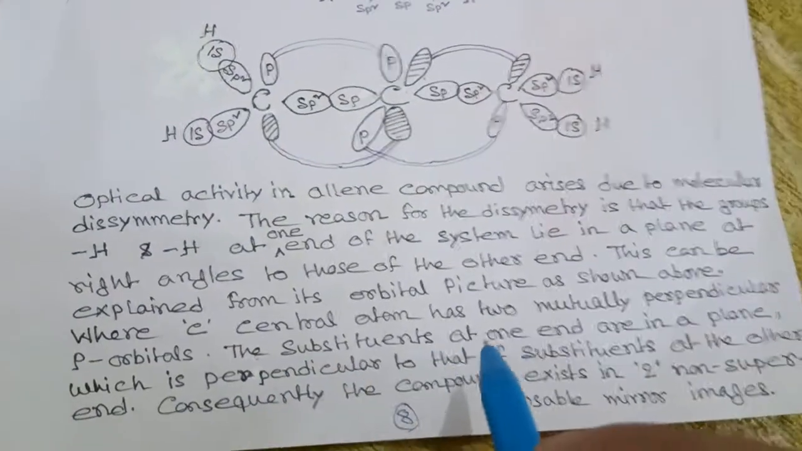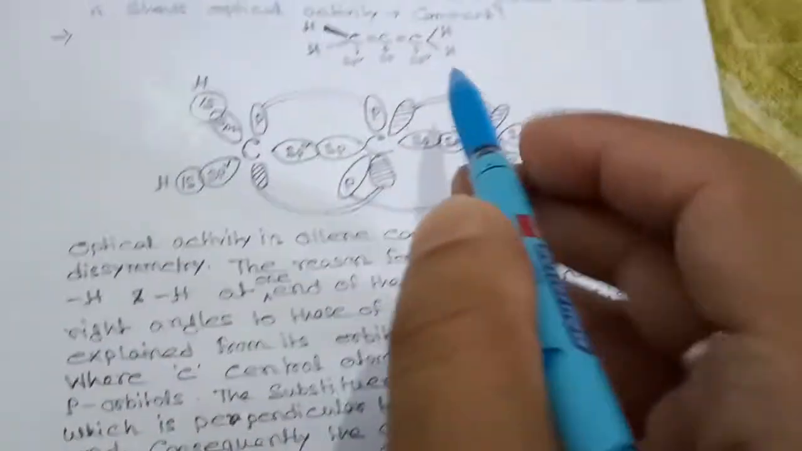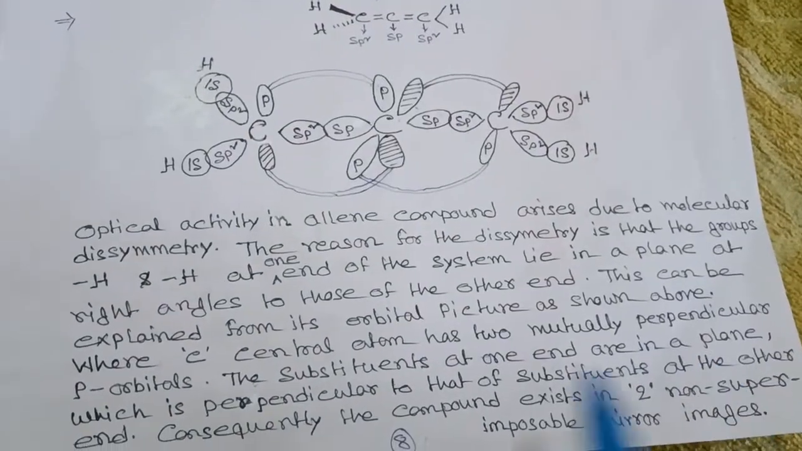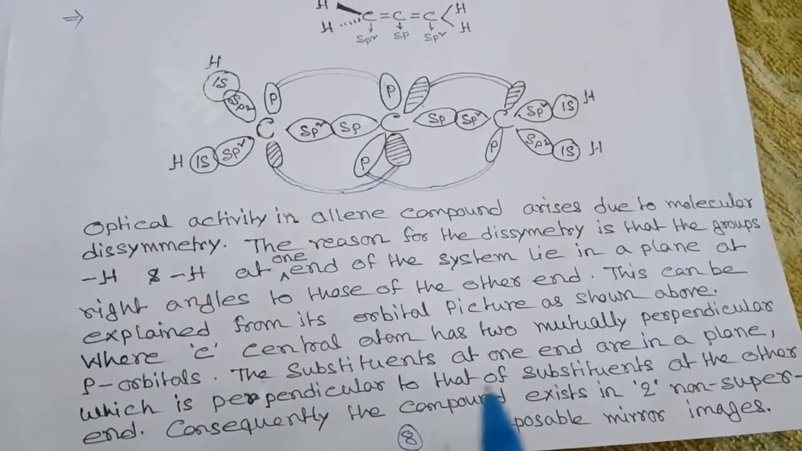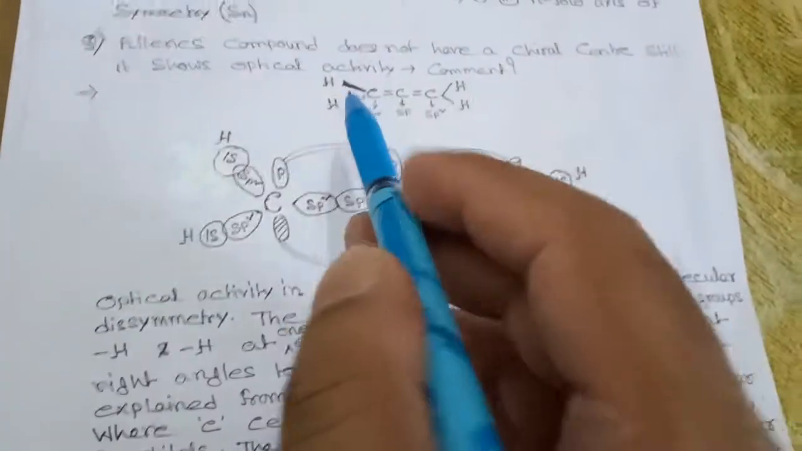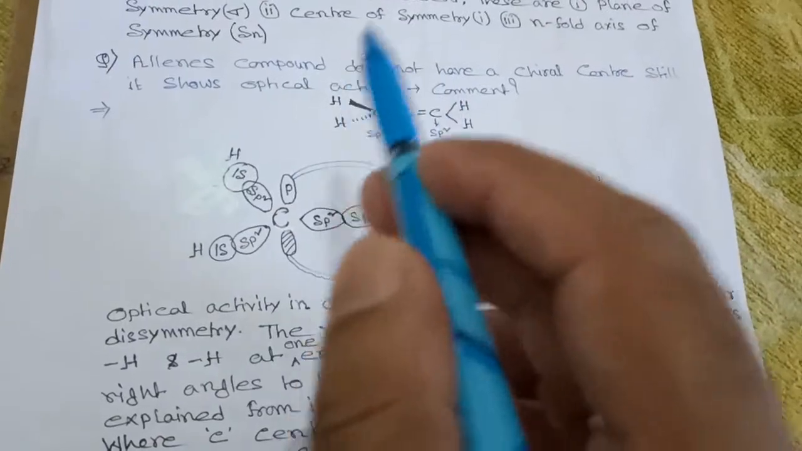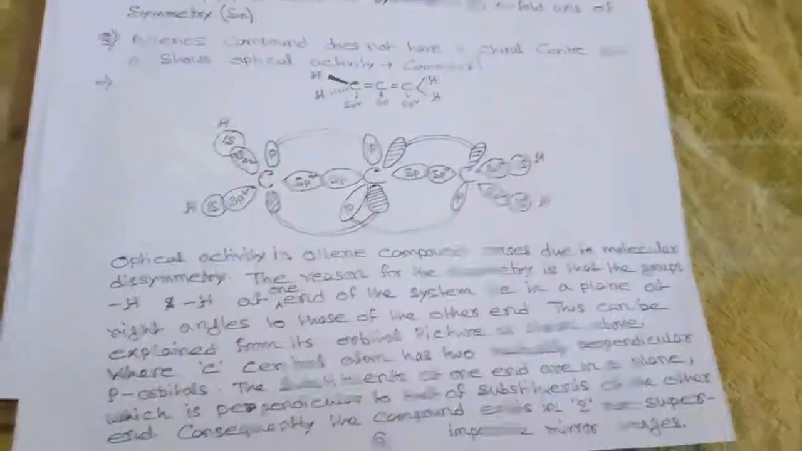The substituents at one end are in a plane. See, these substituents are in a plane which is perpendicular to that of the substituents at the other end, and this should be perpendicular to this one, meaning there should be an angle of 90 degrees.